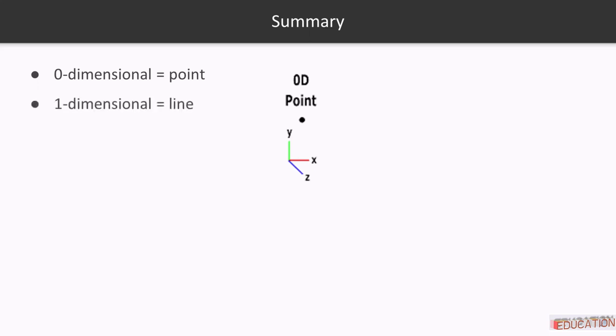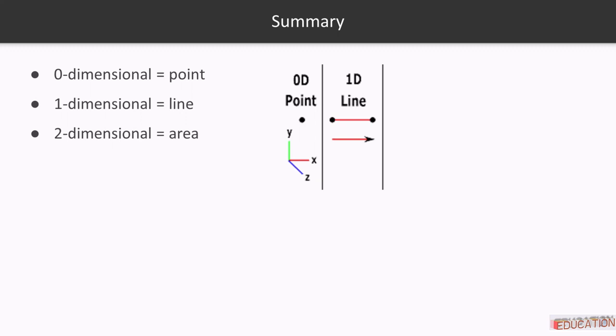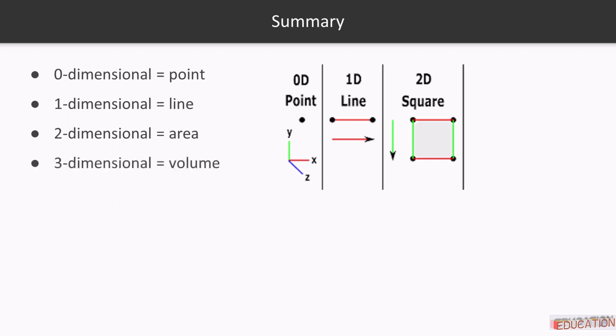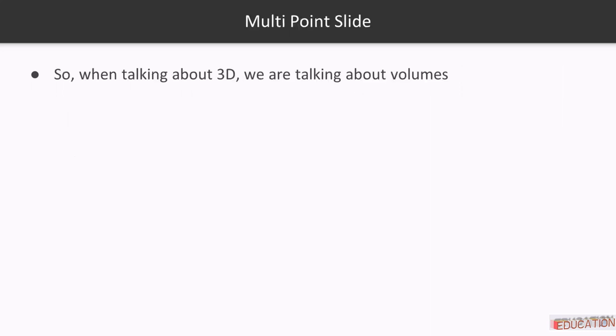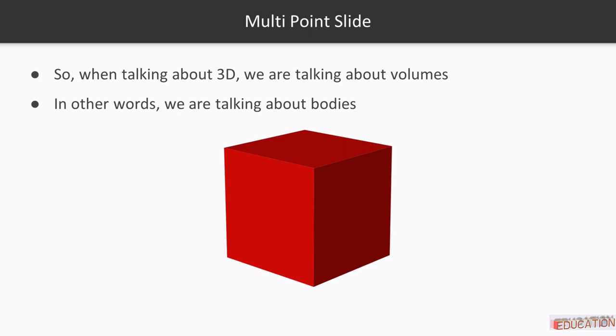To summarize what we learned, when talking about 0-dimensional, we are talking about a point. When talking about 1-dimensional, we are talking about a line, like in this case. And when talking about 2-dimensional, we are talking about an area, like in this case. And finally, when talking about 3-dimensional, we are talking about a volume, like in this case here. So when talking about 3D, we are talking about volumes. In other words, we are talking about bodies, like in this picture.